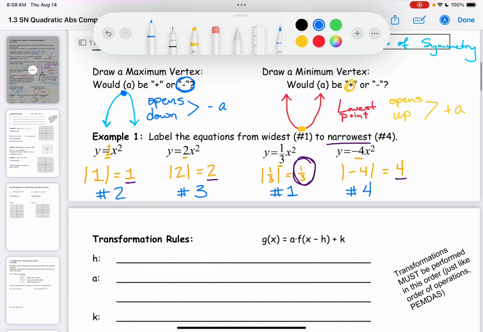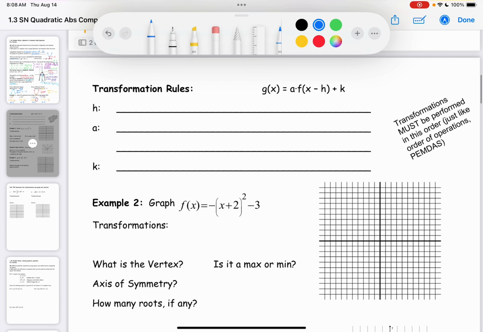All right. Some more review here of transformation rules. You can see the note right here that transformations must be performed in the order that we're about to show you. It's very similar to order of operations. You have to perform your transformations in a particular order. And so you can see we've got our vertex form here, and we have some different values in here that we can shift, change, stretch, compress, that kind of stuff.